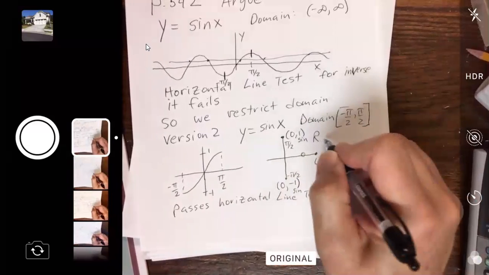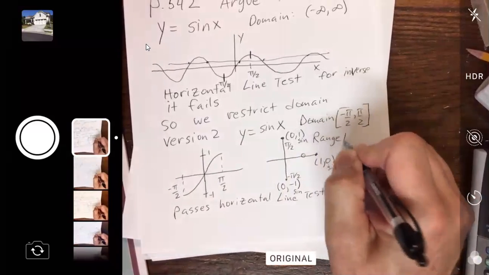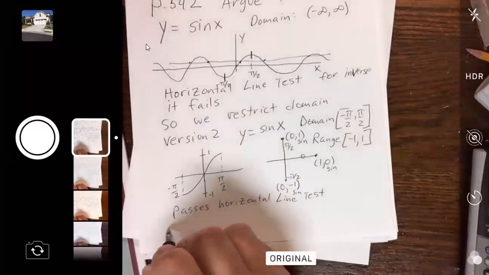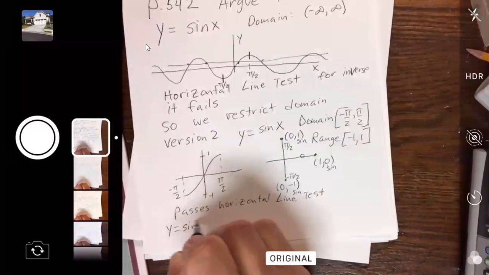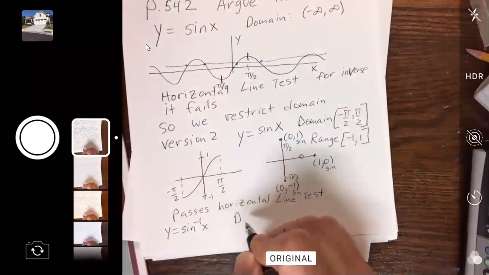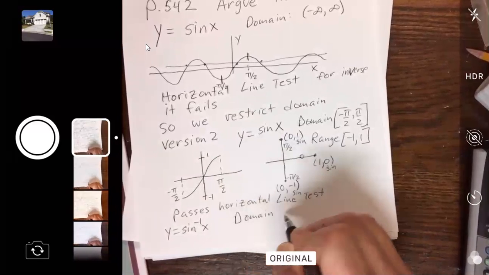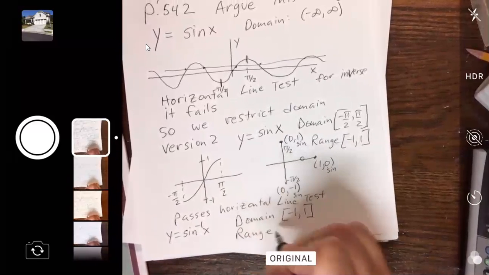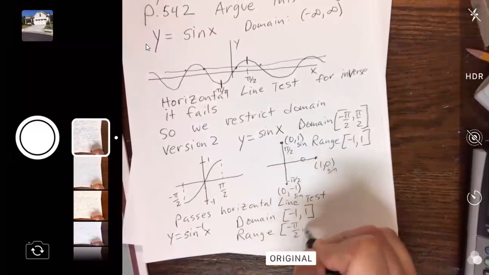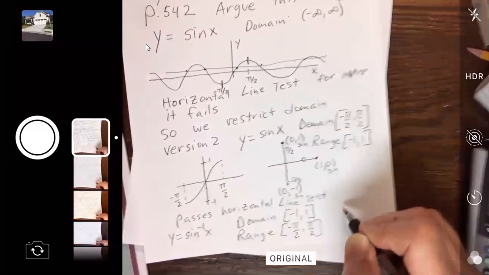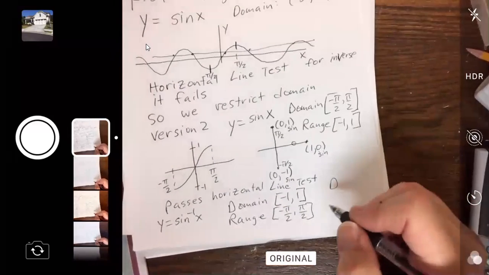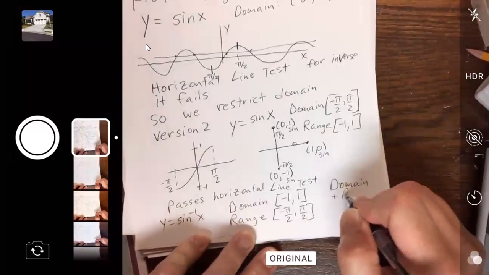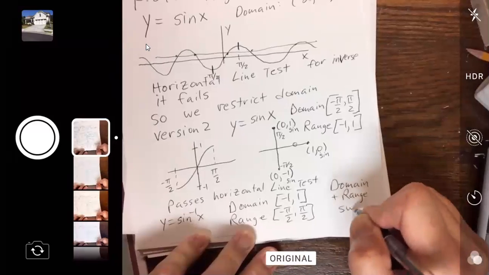Your range is -1 to 1 vertically. So y equals inverse sine: remember, we would have domain -1 to 1, range negative pi over 2 to pi over 2. Remember, domain and range switch because you switched x and y to find the inverse.